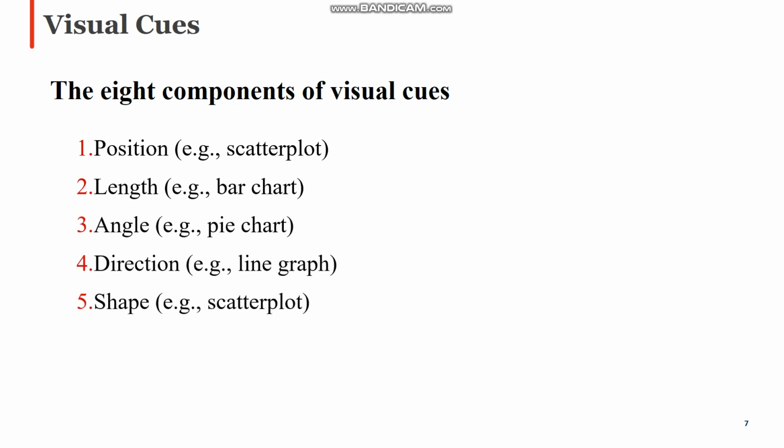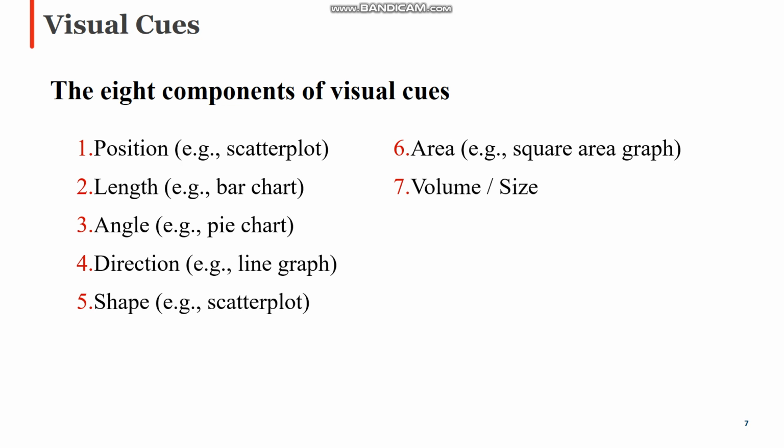There are 8 components of visual cues. The first one is position. Like in a scatter plot, you have position X and position Y. The second is length, which is often used in a bar chart. A higher bar means a larger value. The third is the angle, like in a pie chart. We also have direction, and the shape, like a star, square, or a circle. The rest are the area, size, and color. Let's examine a few of them.